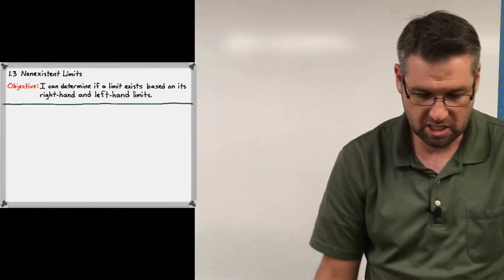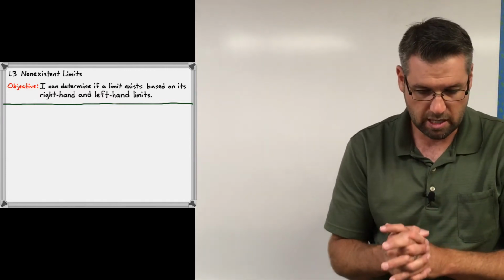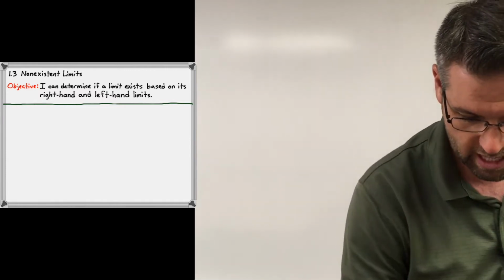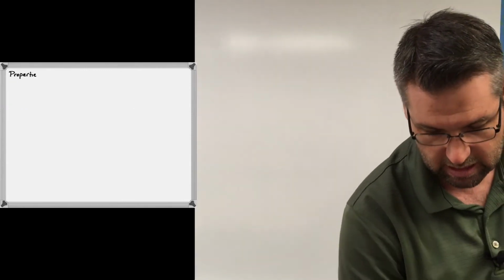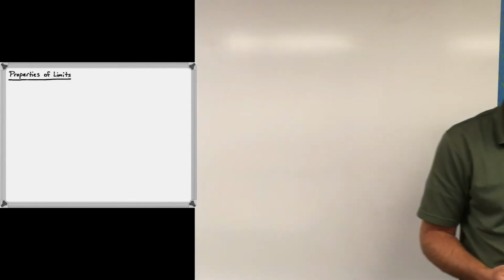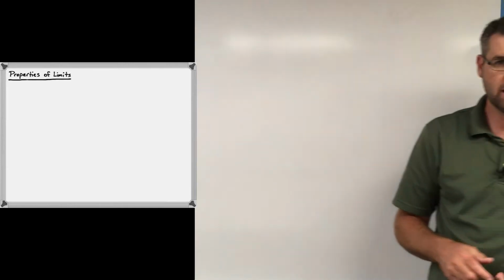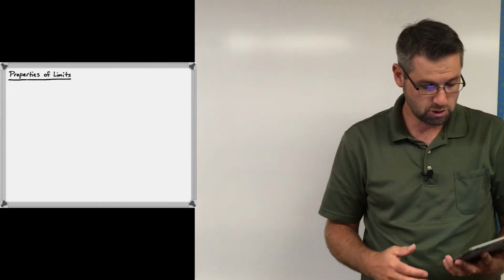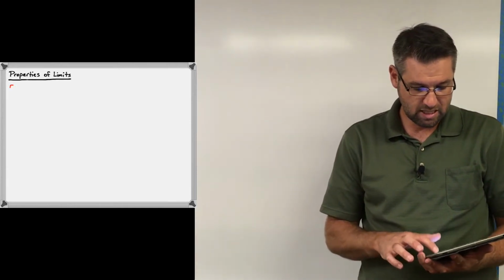And that's exactly what the objective talks about. I can determine if a limit exists based on its right-hand and left-hand limits. First of all, let's go back a little bit and talk about the analytical approach to determining limits.